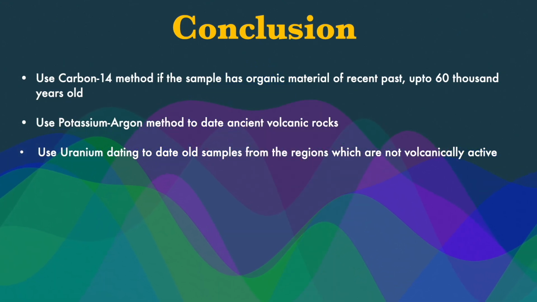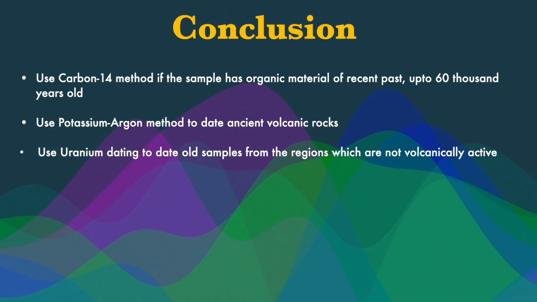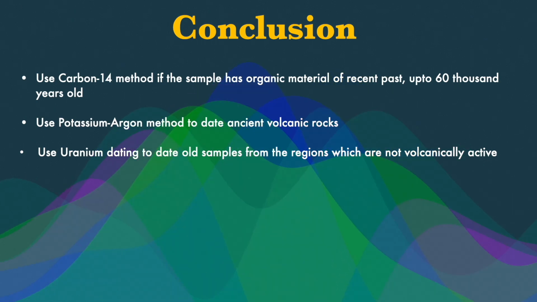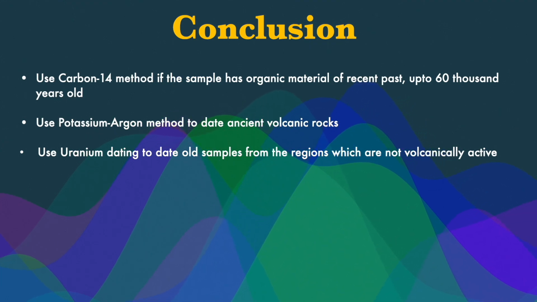Let's conclude what we learnt in this video. We learnt about 3 radiometric absolute dating methods. We should use the carbon-14 method to date organic material which is less than 60,000 years old. We should use the potassium-argon method to date ancient volcanic rocks. Finally, the uranium method should be used to date non-volcanic samples.